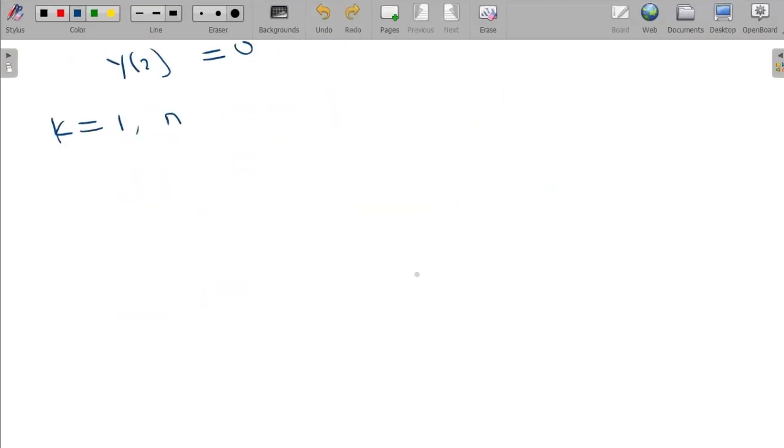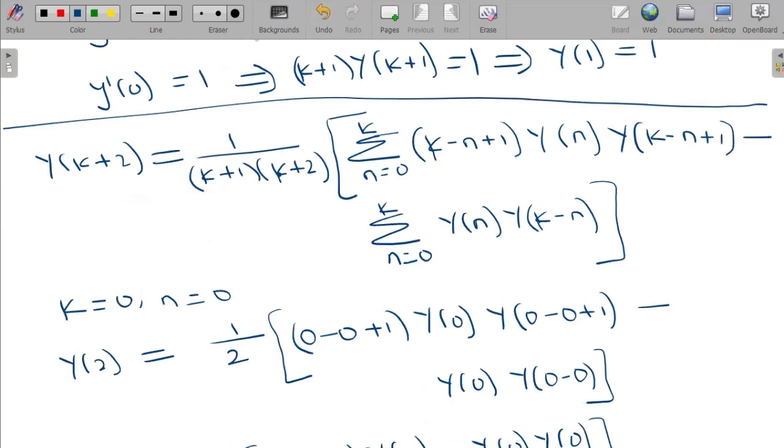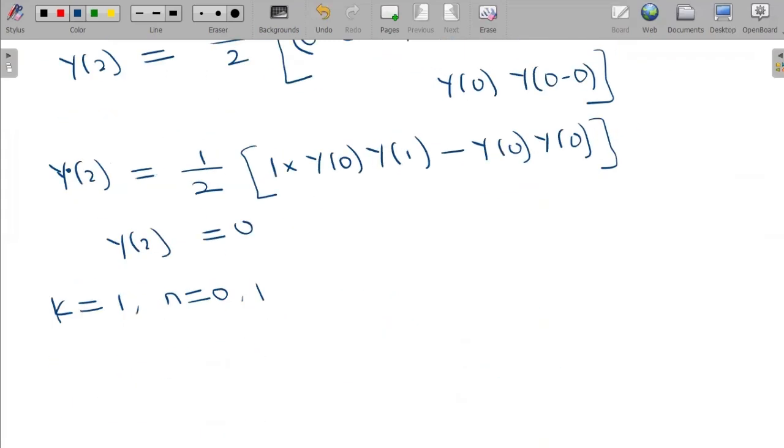Then quickly, when k is 1, n runs from 0 to 1, because in our summation we say n is from 0 to k, and since k is 1, we're going to have n equal to 0 and n equal to 1, and such will be substituted here. Since there are two values of n, we'll first substitute the values of n and then later impute the value of k.